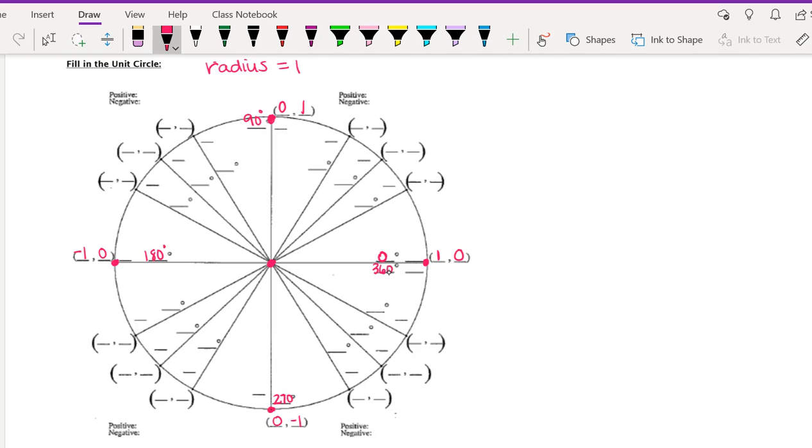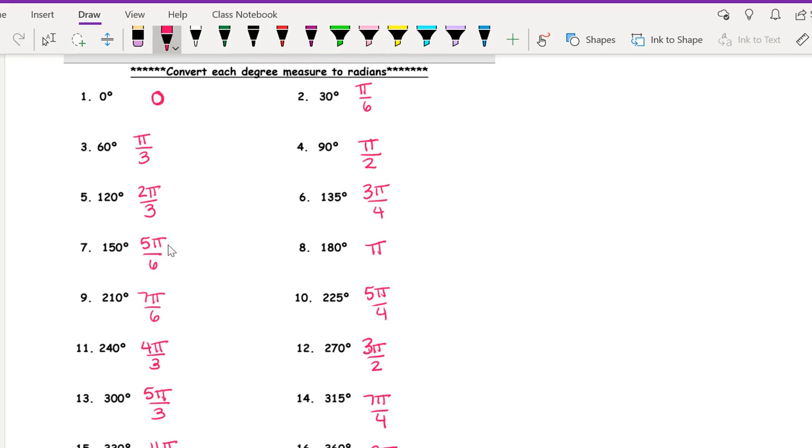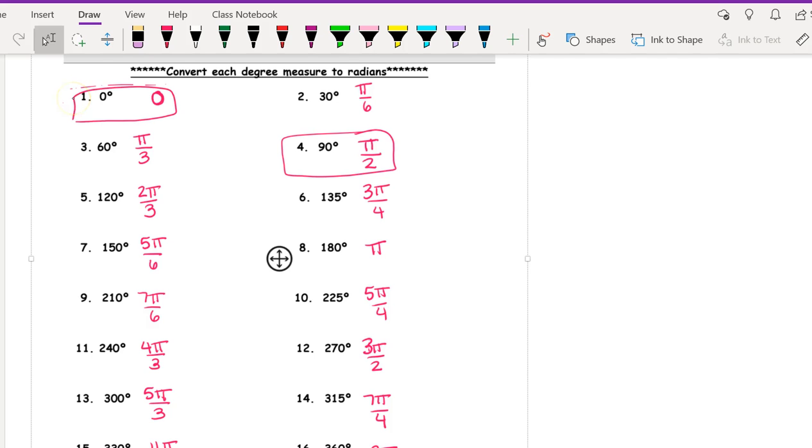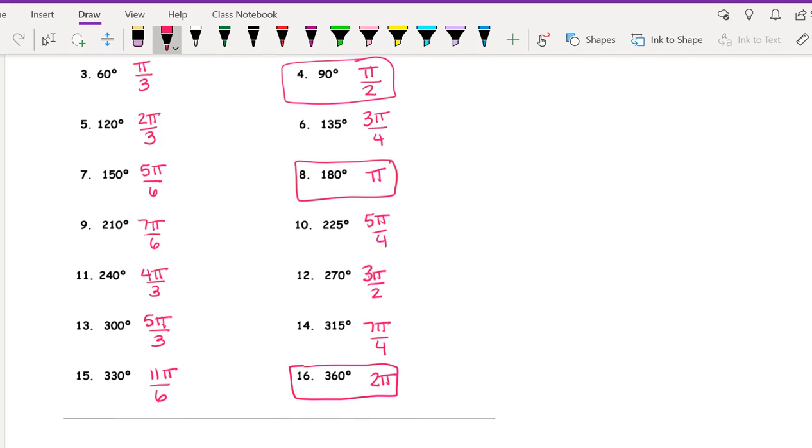Okay? The equivalent in radians, so because we're working with trig, we have to know both the degree measurement and the radian measurement. We just did those conversions up on this previous page. So 0 degrees is 0, 90 is pi over 2. I'm going to do these in pink. 180 is pi. 360 is 2 pi, and there was one more, 270 is 3 pi over 2. Those are my quadrantal angles.